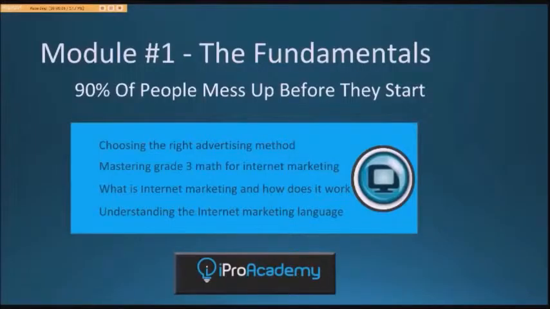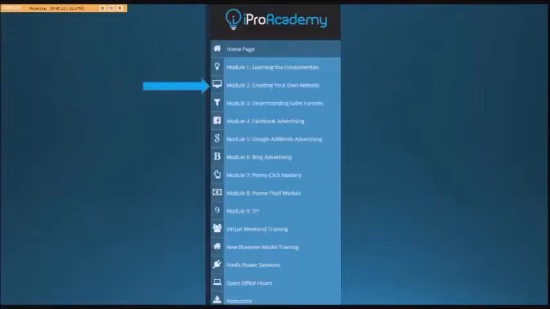Internet marketing is explained, as well as the language of internet marketing. Key terms are defined, such as landing page, opt-in page, lead generation page, sales letter, pre-sale page, video sales letter, and many more. 23 definitions in all.